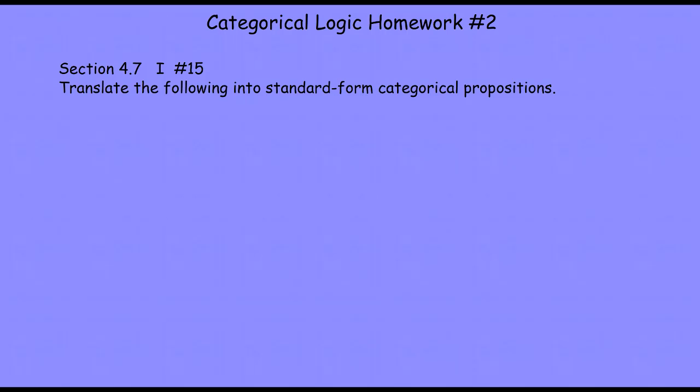The next problem in our categorical logic homework is problem number 15. And again, same instructions. Translate the following sentence into standard form categorical propositions. Our sentence: Joseph J. Thomson discovered the electron. What we'll notice right away is that discovered is a non-standard verb, and Joseph J. Thomson is not a class of things.